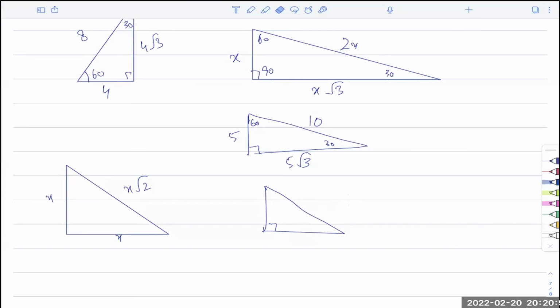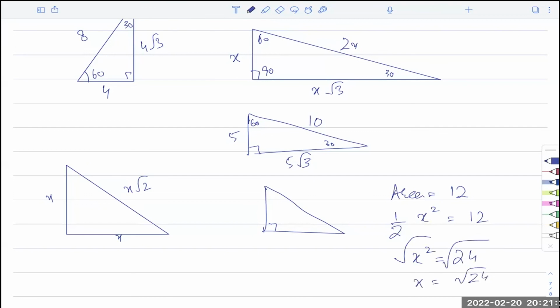Okay, let's try one more time. What if I know that the area of this triangle is 12? Then you know that area is 1/2 base times height. And I know that base and height are both x, right? So 1/2 x squared is 12. So x squared is 24. So x is going to be square root of 24.